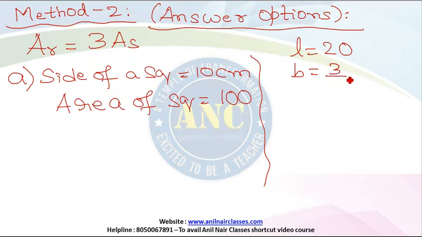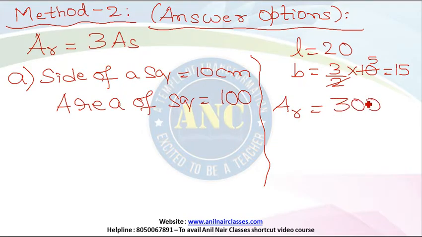Breadth is nothing but 3 by 2 times the side of a square. So this is 2 into 1, 2 into 5, 3 into 5 is 15. Length is 20, breadth is 15. Area of the rectangle is 20 into 15, which is 300.